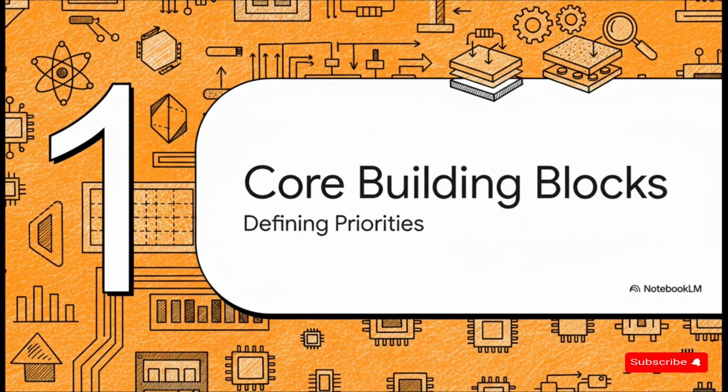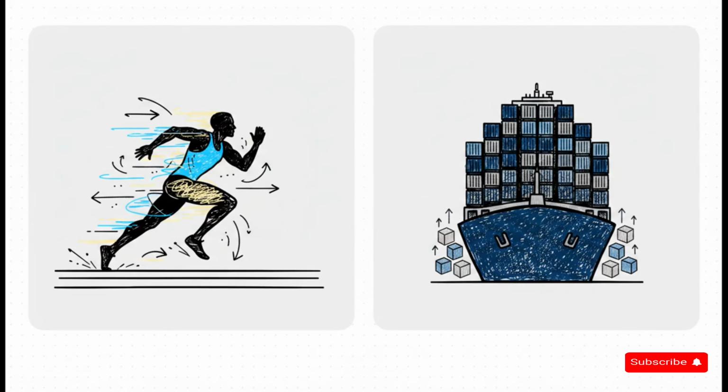Before we can even begin to understand these complex systems, we really need to meet the primary characters of our chip design story. So right off the bat, we have a fundamental battle of priorities here. First up, we have logic devices. I want you to think of these as the sprinters of the semiconductor world. Their absolute number one priority is speed.